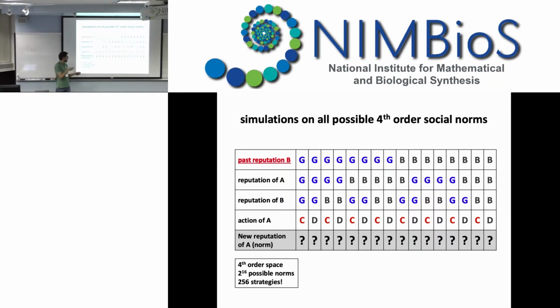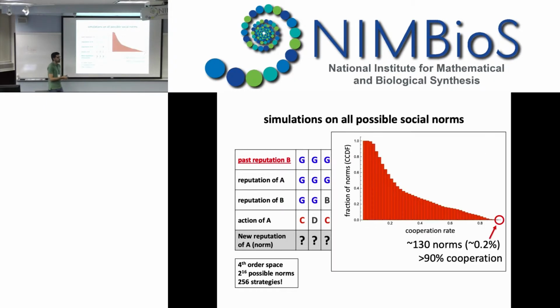So we can have a lot of norms, a lot of strategies, in this case 256 strategies. And the first conclusion that we had was that if we look at cooperation in all norms, then only a very small set of them will promote very high levels of cooperation. So here I'm showing you the histogram with the frequency of norms that promote more than a certain level of cooperation.